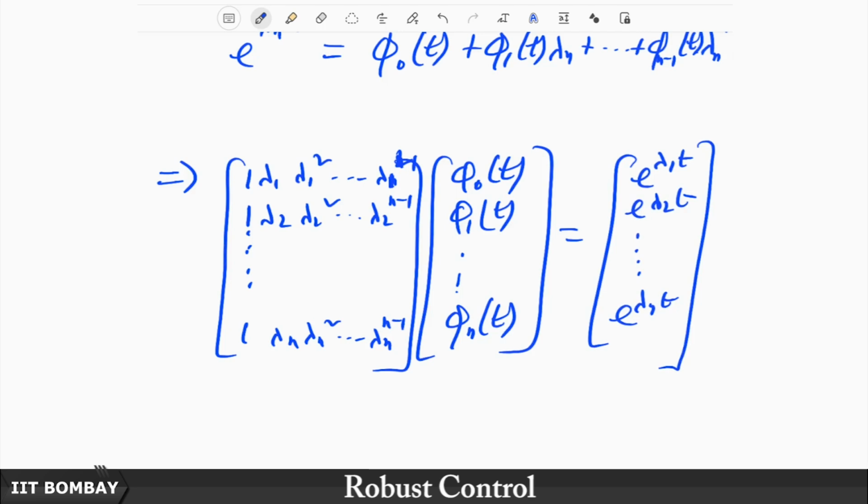Now, I leave it to you again to check as an exercise that if the lambdas are distinct, then this is indeed a Vandermonde matrix, and you can check through mathematical induction or otherwise that this Vandermonde matrix is always going to be non-singular unless any two of the eigenvalues are equal. So, this is always invertible and you can always evaluate this.